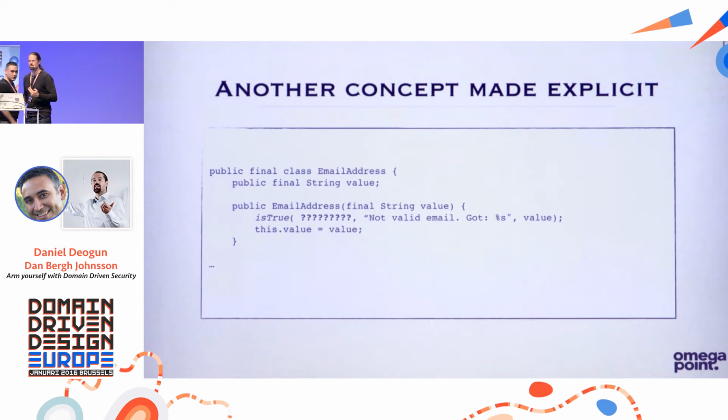So, right. There could be other concepts that need to be made explicit. Because of the API, we just learned that we should not use primitives or generic types such as strings or objects and such.